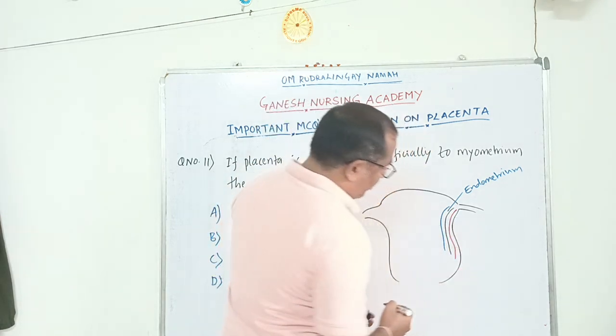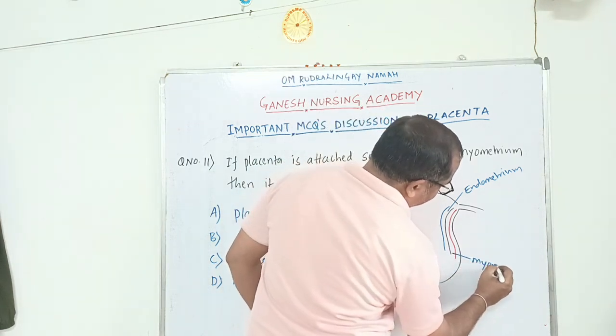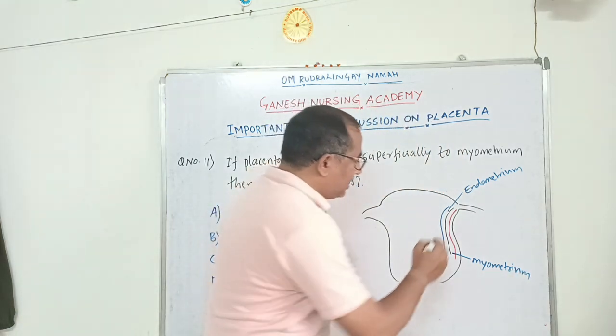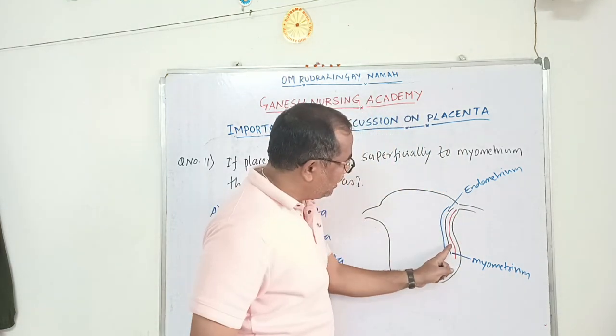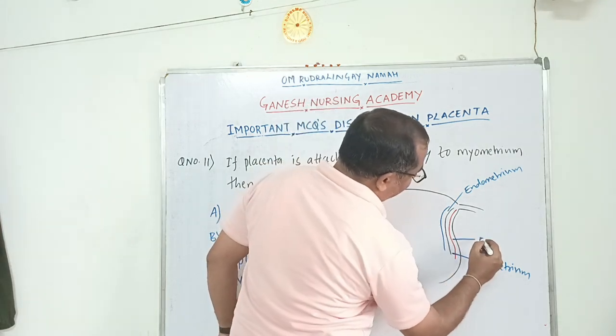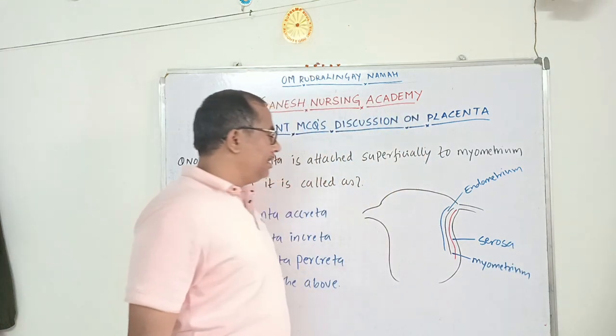This is the myometrium. Okay, the middle layer is called the myometrium, and this outer layer is called the serosa. Serosa. Okay, so there are 3 layers.